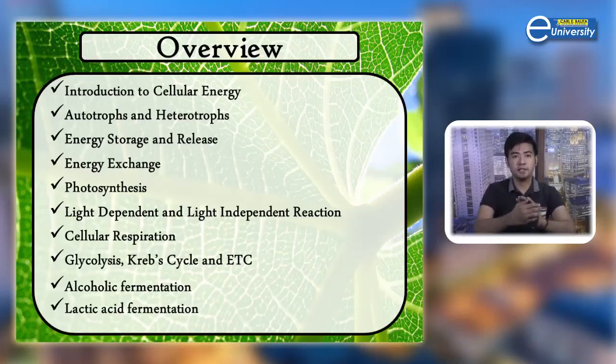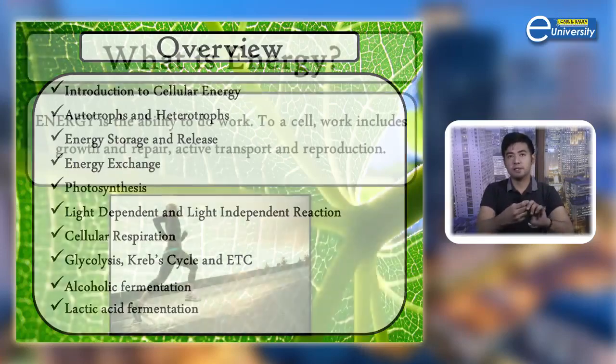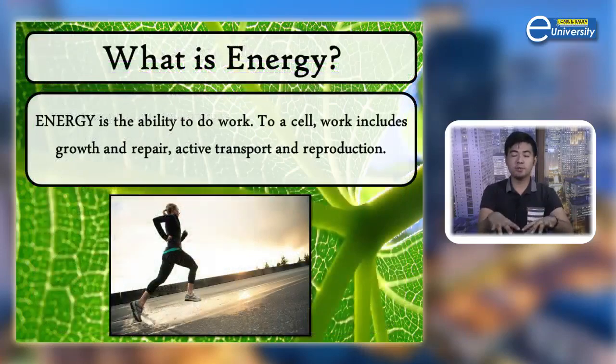So to start, let's go from the basics. The term energy was used since we were in elementary. When we say energy, this is the ability or the capacity to do work. To a cell, work includes metabolism processes such as growth, repair, the digestion of food, the process of phagocytosis and endocytosis, like what we discussed in our module number 2, all about biochemistry.